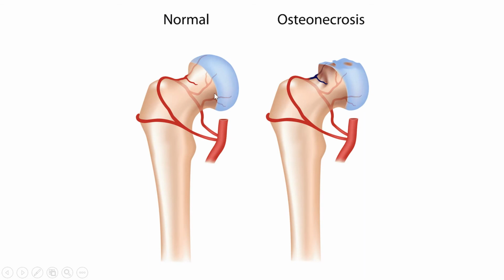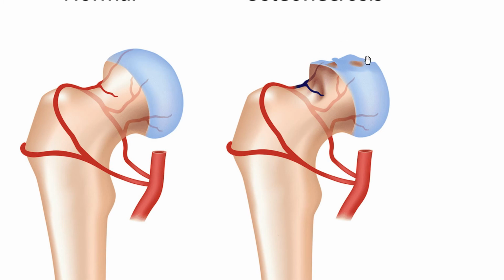Now this is normal structure. Here you can see this is normal, and here a part of the head has been necrosed and destroyed. Look here, it is showing that small blood vessels are either disrupted or there is a clot within these blood vessels. As a result, blood to the head of the femur would be disrupted, and the head would be destroyed.